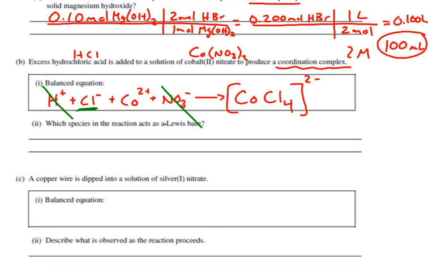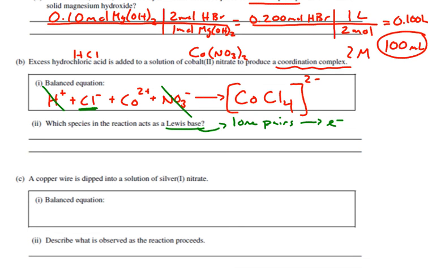Which species acts in the reaction? Lewis bases need lone pairs, meaning they need electrons. So whatever has electrons.